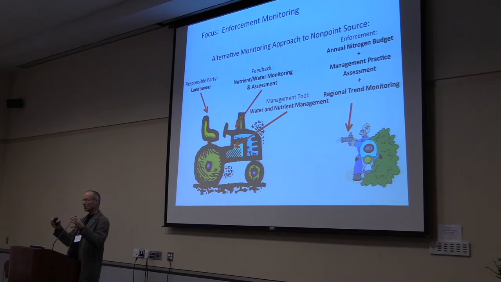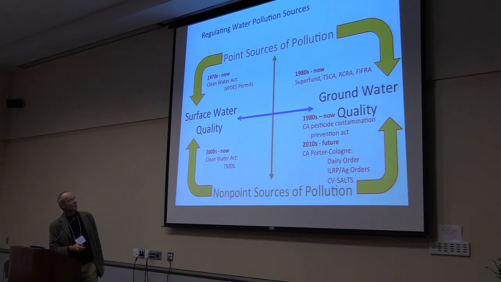Then there are coalitions of farms that will have to show for their particular farm type that they know how to do management that avoids groundwater contamination. And then we will have as a third piece regional trend monitoring programs, which we're currently trying to figure out how to design to make sure that the whole trainload of non-point source pollution is actually going in the right direction with respect to protecting groundwater quality.